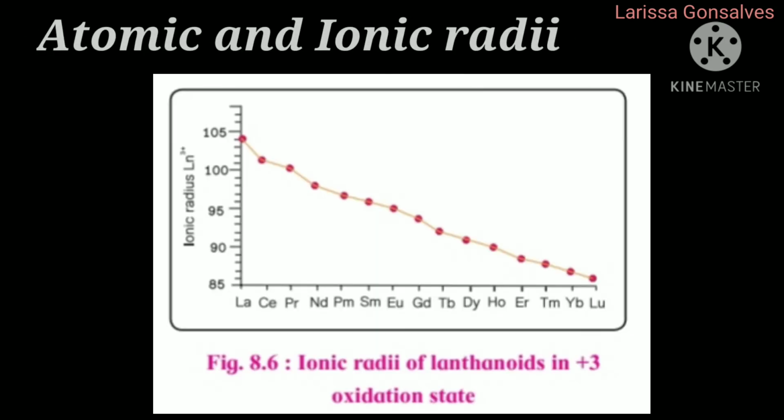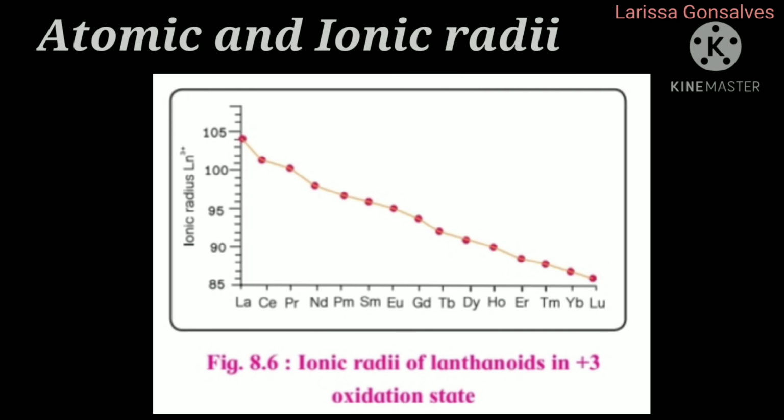Next is atomic and ionic radii. As we move along the lanthanoid series, there is a decrease in the atomic and ionic radii, and this steady decrease in the atomic and ionic radii is called lanthanoid contraction. As we move from one element to another, the nuclear charge increases by 1 unit because there is addition of an electron in the 4f subshell.